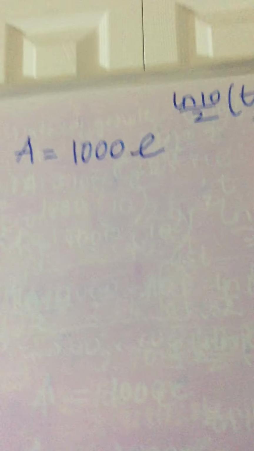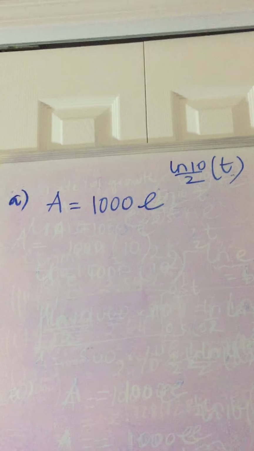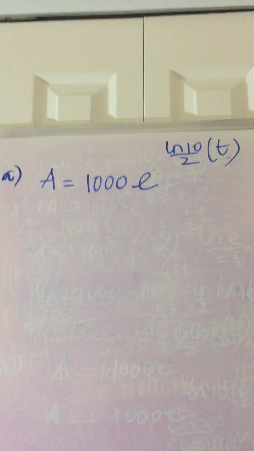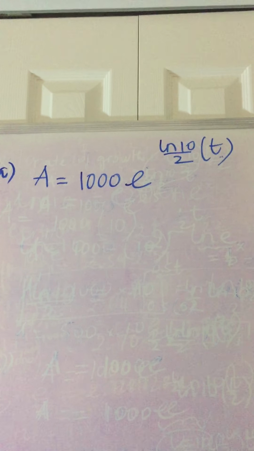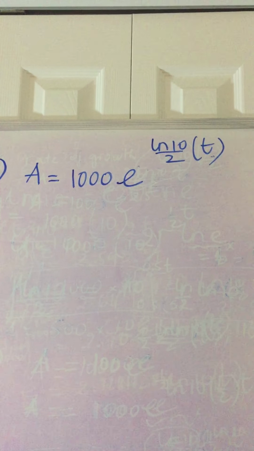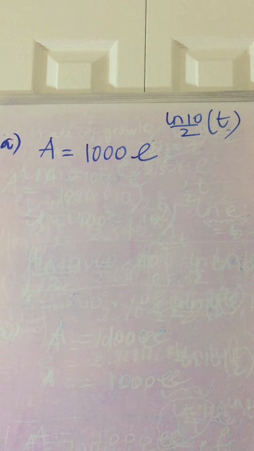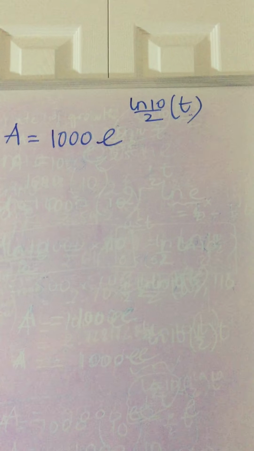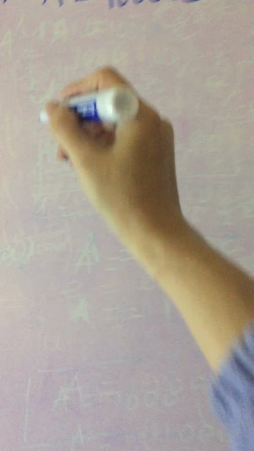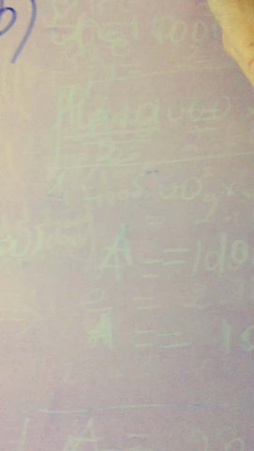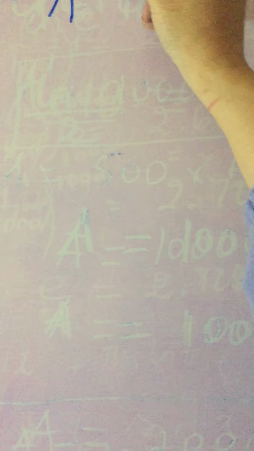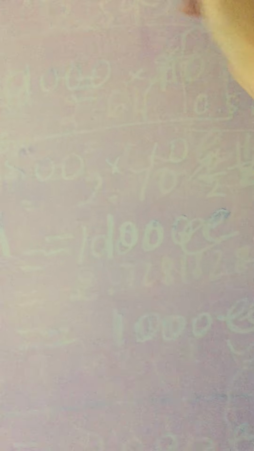And I'm going to show you the question, to show you the answer on the top, right? So that's how it is. A, the amount, equals 1000 e^(ln 10 / 2 · t). Now we're going to answer question B: find the numbers after 5 hours. So to solve B, we just have to substitute into this equation.